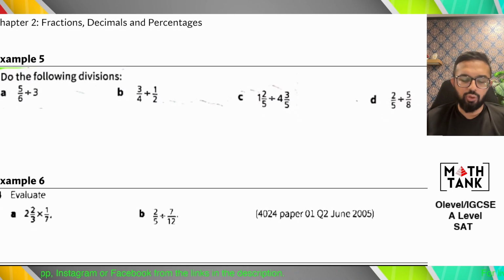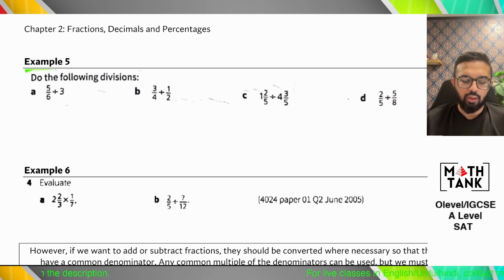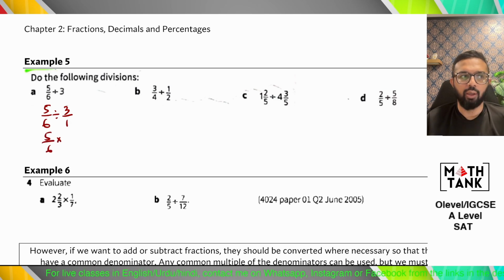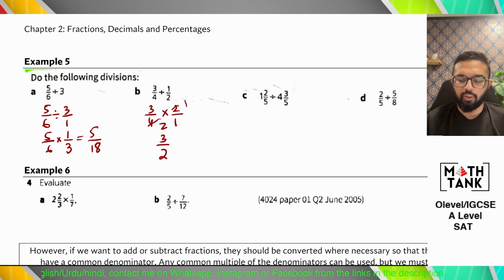Remember that division is more or less similar to what you do in multiplication. The only thing you have to do is when you change a divide sign into a multiply sign, you take the reciprocal of the number. We talked about reciprocals when we were doing types of numbers. So you exchange the numerator and denominator. This becomes 5 over 18. Similarly, here the divide sign changes into multiply, and you take the reciprocal. 2 times 1 and 2 times 2. Now this is a simple multiplication problem, 3 over 2.